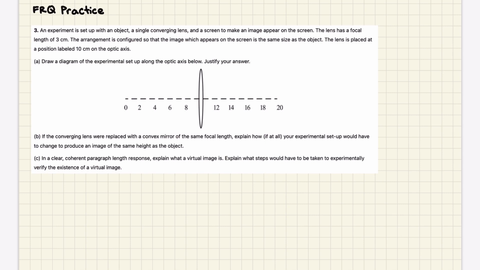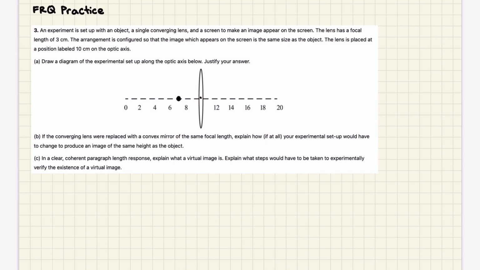The lens is placed at a position labeled 10 centimeters on the optic axis. So that's going to be right here. That's 10 centimeters. Draw a diagram of the experimental setup along the optic axis below. Justify your answer. Okay, that's part A. Shouldn't be too bad. We know that the lens has a focal length of 3 centimeters, and so it's going to be approximately 7 is what it is.